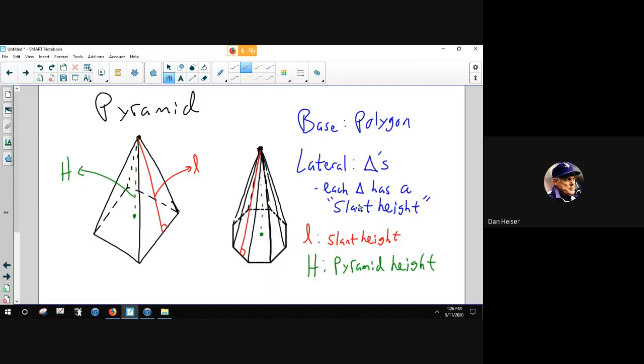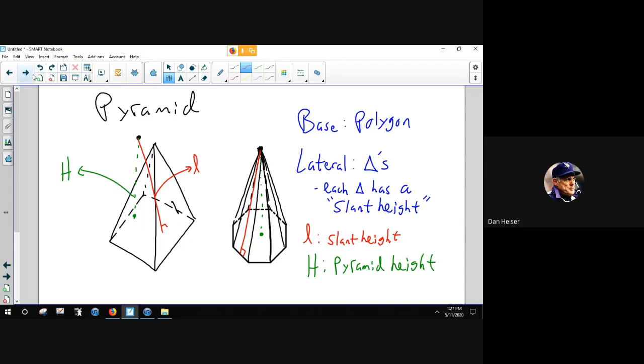I need to go back here. One thing to keep in mind, if the base is a regular polygon, all of these triangles are equal. Now, let's come over to this one. Let's say this is a rectangle. So let's say this side is different than that side. This triangle here, this face, will not be the same as this face.